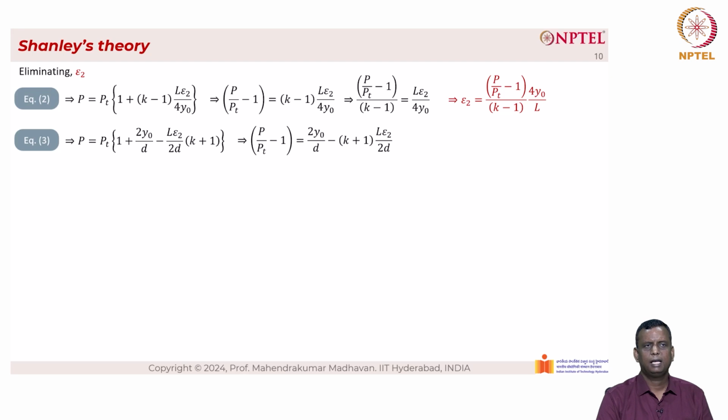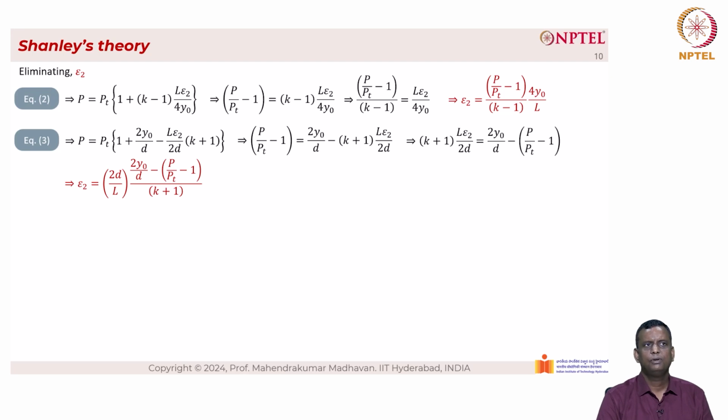The equation 3 again gives you P by P sub t minus 1 equal to 2y naught divided by d minus of k plus 1 into L epsilon 2 by 2d. This gives rise to the equation k plus 1 into L epsilon 2 divided by 2d is equal to 2y naught by d minus bracket open P by P sub t minus 1 bracket close. This can be again simplified as epsilon 2 equal to 2d by L into 2y naught divided by d minus P by P sub t minus 1 divided by k plus 1.